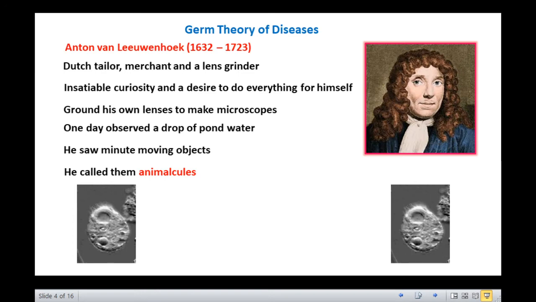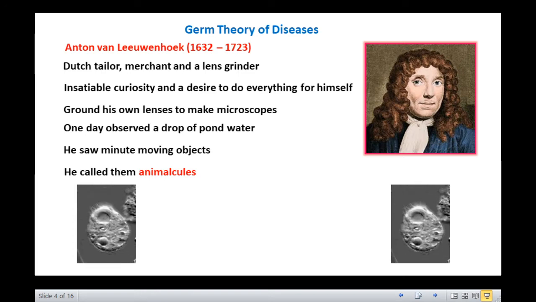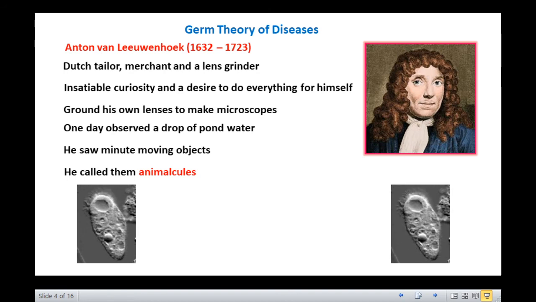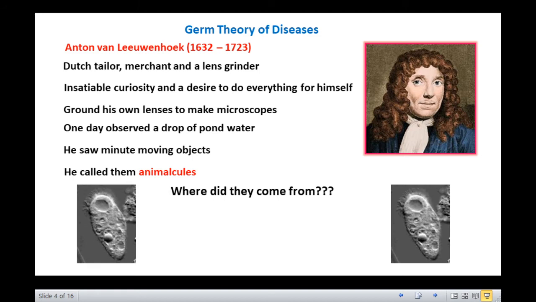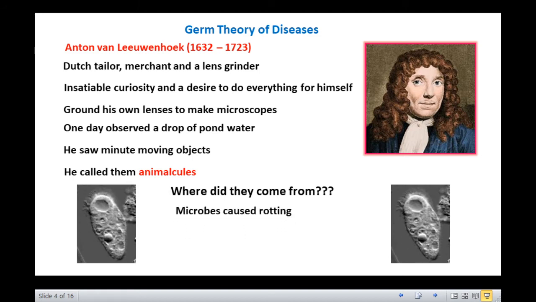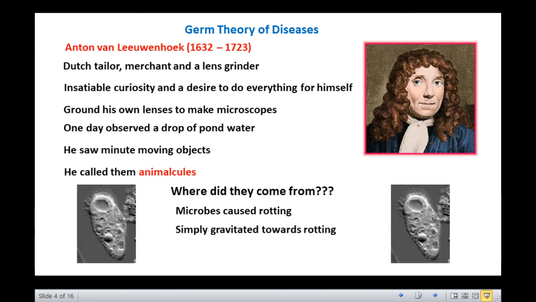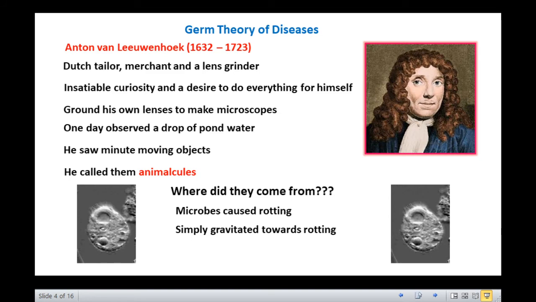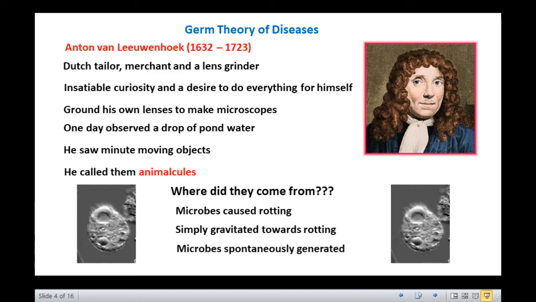The questions that were asked surrounding Leeuwenhoek's discovery were not related to what the microbes did, but where they came from. Some people suggested that the microbes caused rotting, while others thought they simply gravitated towards rotting. The third idea was that these microbes generated spontaneously.